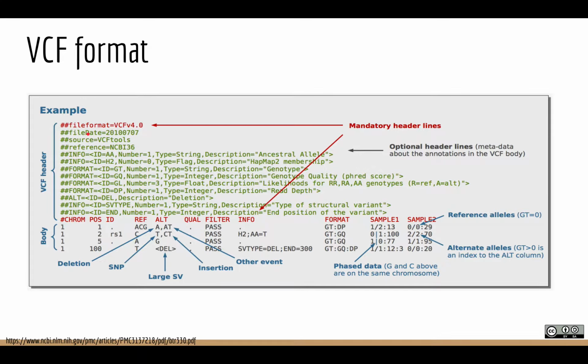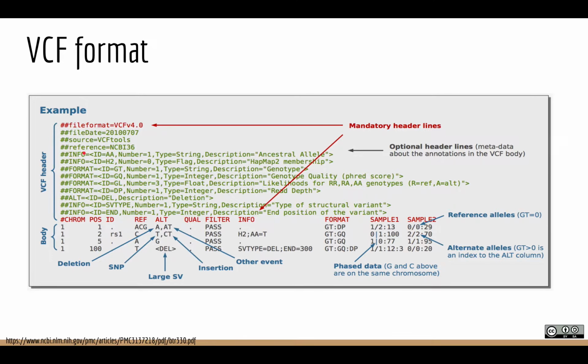And this is some bookkeeping. It's basically saying, well, this file was created on July 7th, 2010. The reference genome is build 36 of the human genome, NCBI 36. So that's two versions back from where we are now. Most people are working with either build 37 or build 38 of the human genome.